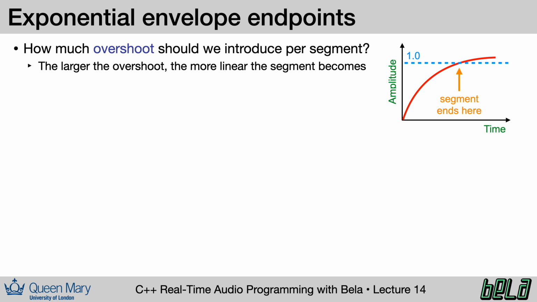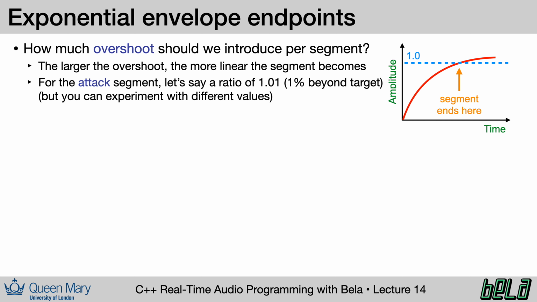The general rule is that the larger the overshoot, the more linear the resulting segment, as I think you can see by imagining putting that dotted blue line at different places along the segment. For the attack state, let's take an overshoot ratio of 1%. We'll have y of n asymptotically approach a value of 1.01, and when we cross a value of 1.0, we'll move from the attack to the decay state.